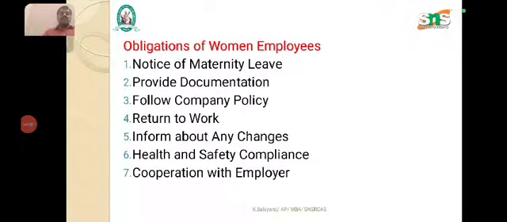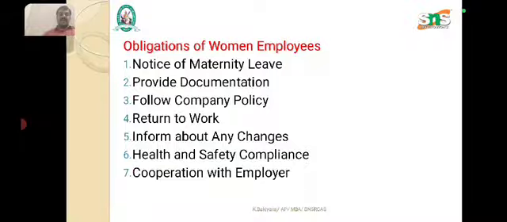What are the obligations of the women employees? The first obligation is to give notice of maternity leave. The second obligation is to provide documentation to the concerned establishment or organization. The third obligation is to follow the company policy, which is mandatory for all women workers. The fourth obligation is to return to work when the period is over. The fifth obligation is to inform about any changes. The sixth obligation is health and safety compliance.